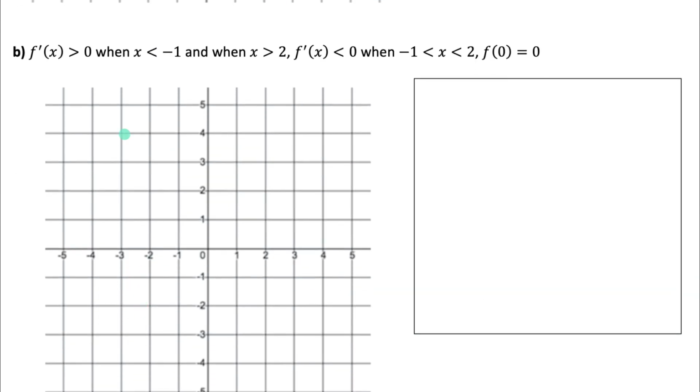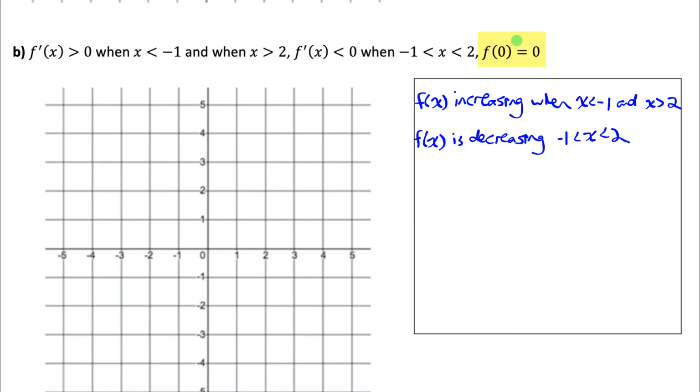Part B. The derivative is positive when x is less than -1 and when x is greater than 2, which means the original function, f of x, must be increasing over those two intervals. F prime of x is less than 0, so negative, between x values of -1 and 2. That means the original function is decreasing over that interval, and it gives us a point (0, 0).